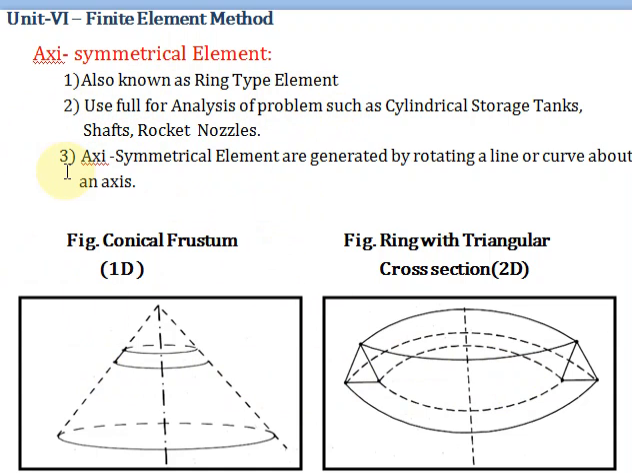So these axisymmetric elements are generated by rotating a line about the axis. So this is the axis, and about that axis it is rotated. The example of a one-dimensional element is the conical frustum, and the example of a two-dimensional element is a ring with a triangular cross section.